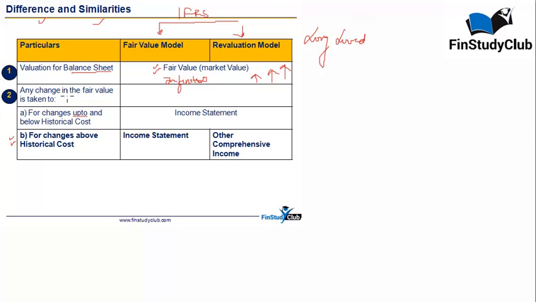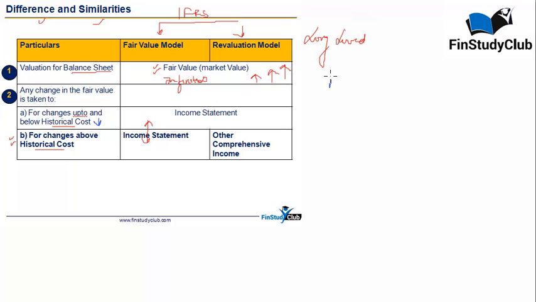Let's look at that. It says any change in the fair value needs to be taken to the income statement. Now my fair value model says that any kind of change, be it above the historical cost or below the historical cost, in any manner needs to go to the income statement. However, my revaluation model differs here. It says that anything up to or below the historical cost.